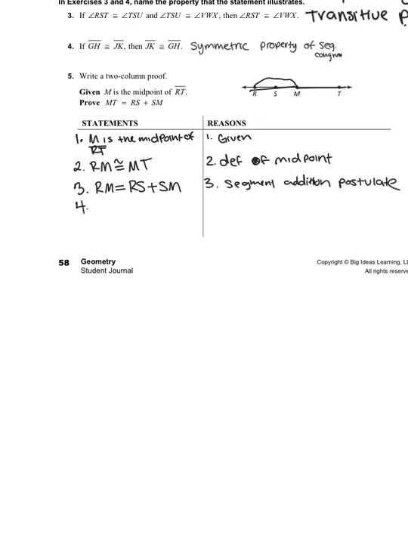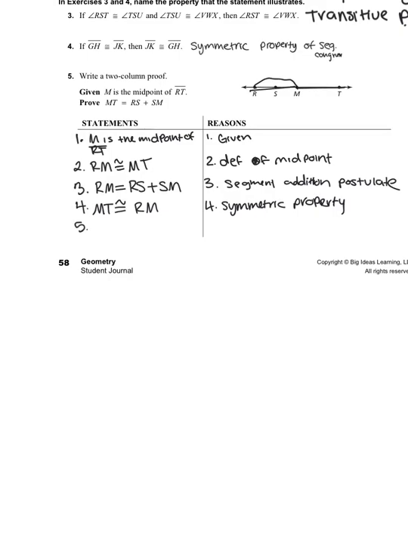All right, for the fourth part, we know that MT is congruent to RM, okay? We know that because of the symmetric property. In statement 2, we said that RM is congruent to MT. In statement 4, we're saying that MT is congruent to RM. So we flipped them, and that's just the symmetric property.